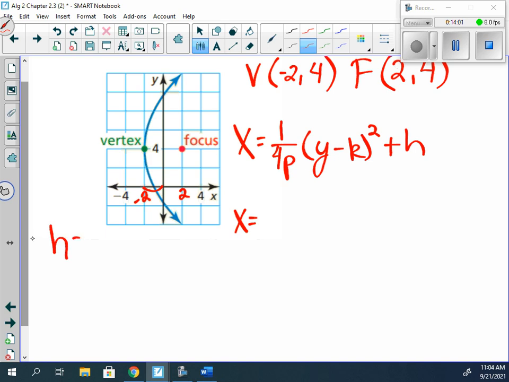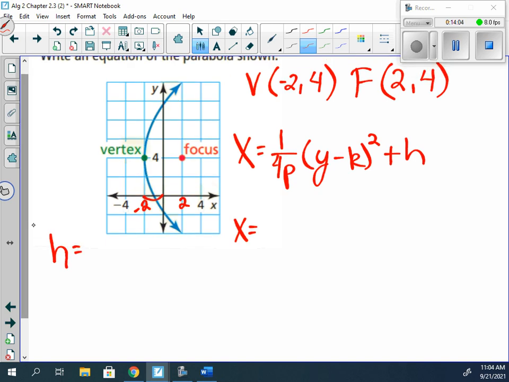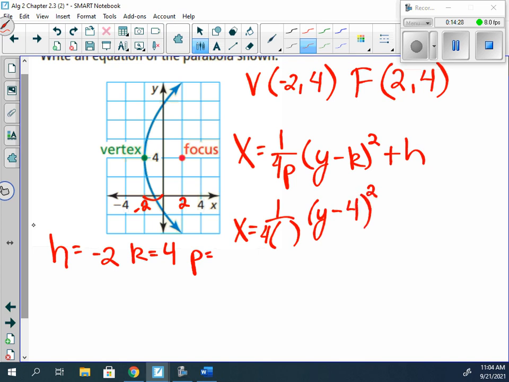So what's the value of h? What's the value of k? 4. And the value of p is? Well, we don't know yet. So I'm just going to go on and start the formula because we don't know what p is. Y minus k is y minus 4 squared, and h is -2. We can say -2. I just went on and filled in what I knew because the only thing we're really missing is the p, yes?